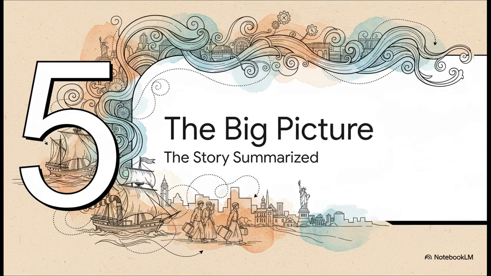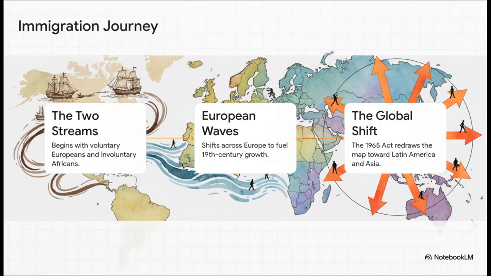Okay, so we've gone on quite a journey here. Let's step back for a second and just look at the big picture, the whole story of this transformation that we've just walked through. It really comes down to three big chapters, right? First, you've got the colonial two streams era, with voluntary Europeans and involuntary Africans. Then came the massive European waves that powered the 19th century. And finally, the global shift after 1965, which completely reoriented immigration toward Latin America and Asia.